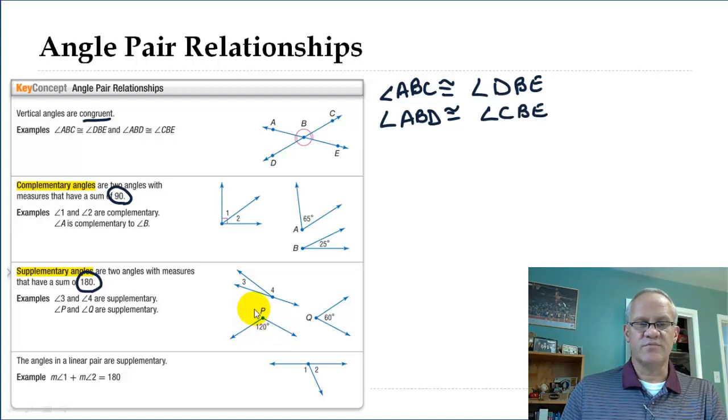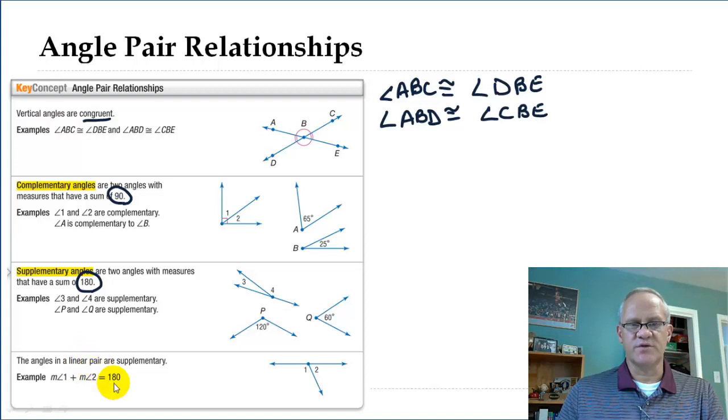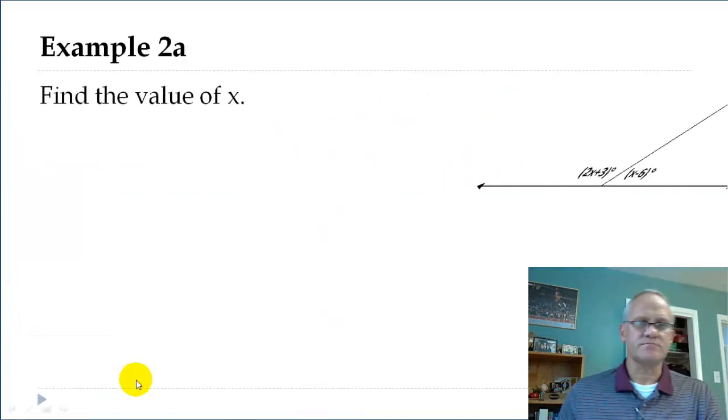So a couple things to remember here. First of all, if you have a linear pair, remember when you have 3 and 4 here, this is a linear pair. A linear pair is always supplementary. But just because something's supplementary doesn't mean it's a linear pair. Okay? And of course, as I mentioned earlier, if it's a linear pair or supplementary, they always add up to be 180 here. Okay? All right, moving on.